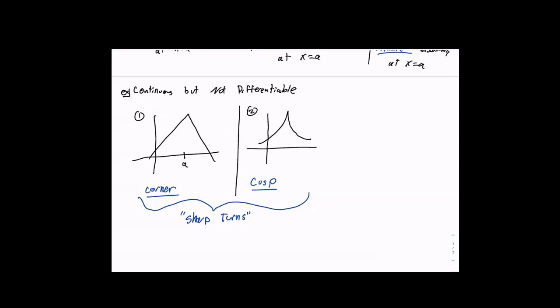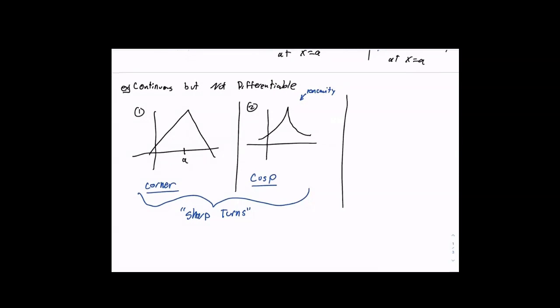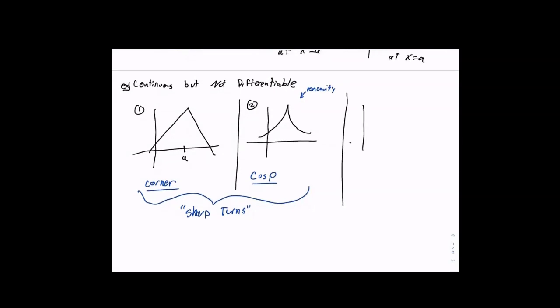The first one has straight lines, and then the second one kind of has curved lines. Correct. The first one has straight lines, and the second one has curved lines. This one has what we call concavity, and that means the idea of curvature. But they're both the same reasoning. In the end, the answer for both of them is the same. It's a sharp turn. And if you look at the slope from the left, it does not equal the slope from the right.